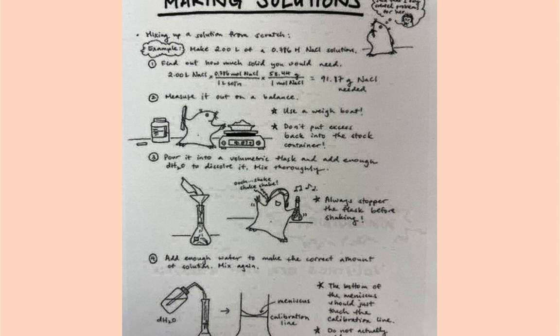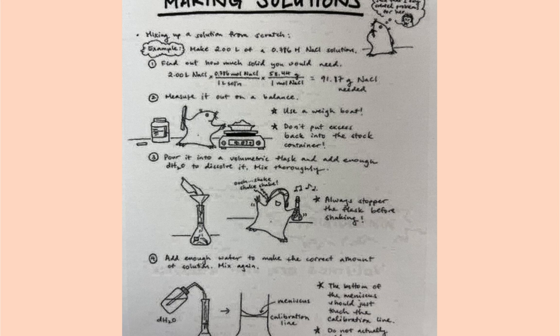The example in this problem is we're going to make a 200 liter solution of a 0.7 molar sodium chloride solution. So first of all, we have to find out how much solid we're going to need, and we use the calculation of molarity to figure that out. And it says that we're going to need 91.17 grams of sodium chloride, and it looks like we are making a 200 liter solution. So we're going to measure out into the balance using a weigh boat, 91.17 grams of salt.